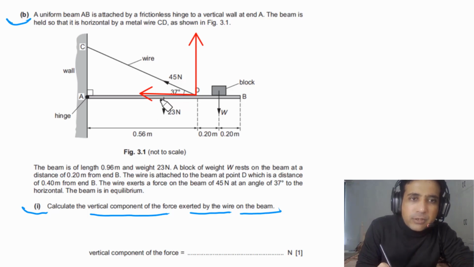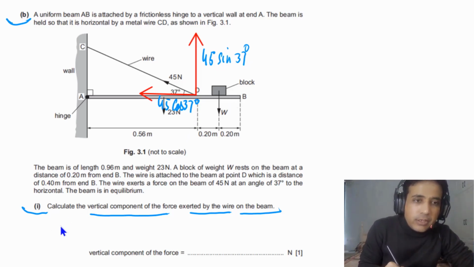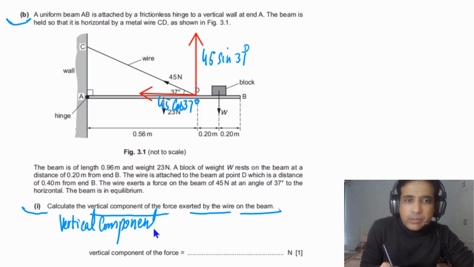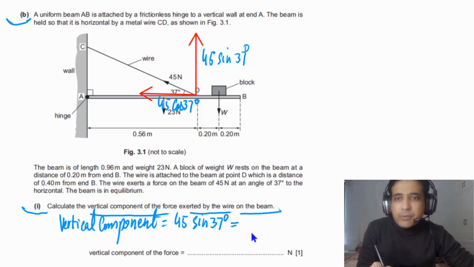So this is simply 45 cosine of 37 degrees and this one will be 45 sine of 37 degrees, and this is simply what we need to write down. So we will say the vertical component of force in this case will be equal to 45 sine of 37 degrees. And if we solve this one, our answer will be 27 newtons to 2 SF. So this is our final answer. So this is how you can find it.